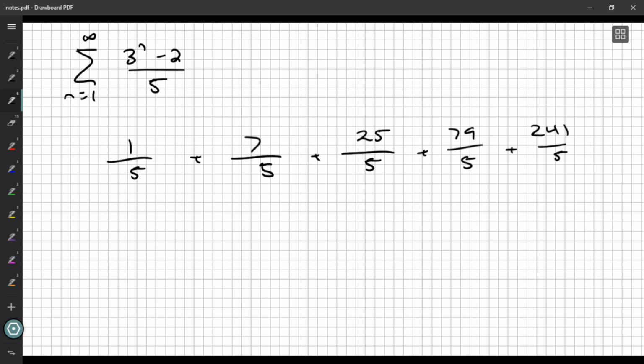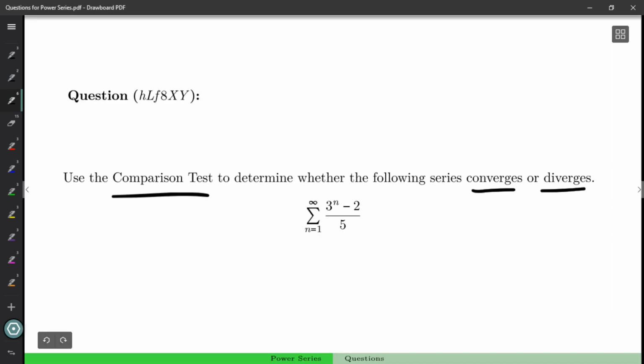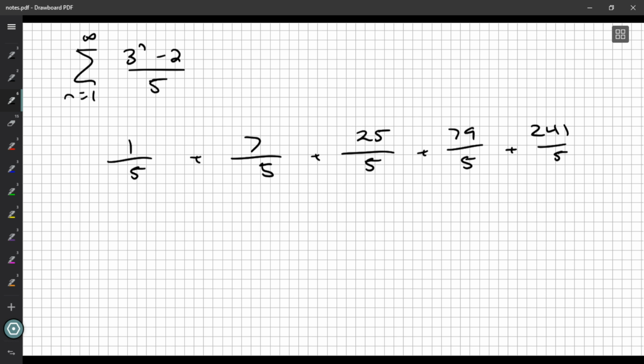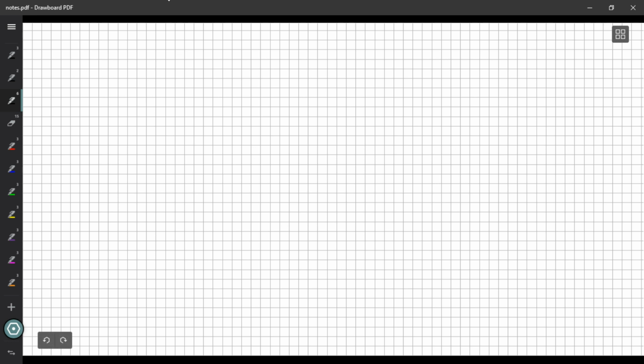If we weren't asked in the question to use the comparison test, we could probably just use the nth term test. But still, we need to do the comparison test, so what could we compare to? Well, since everything keeps getting bigger, how about we just compare to the nice constant series, just adding up 1/5 plus 1/5 plus 1/5. This diverges. In fact, anytime you add up a fixed number, it's always going to diverge unless that fixed number is 0. So this diverges, and let's just run through our comparison.